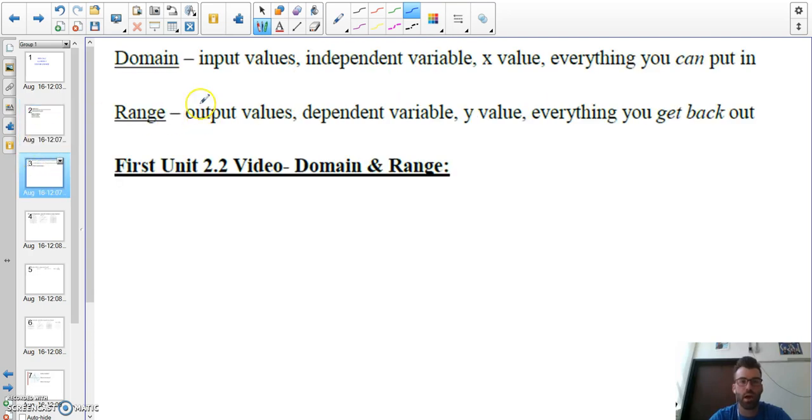Okay, domain. What is a domain? Domain are your input values. It's your independent variable. It's your x values. It's everything that you put into your function. The range is what you get out. It's your output values. It's your dependent variable. It's your y values. It's whatever you get out of your function. Okay, domain and range.